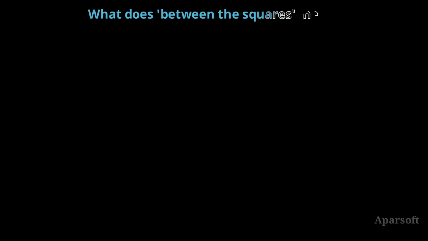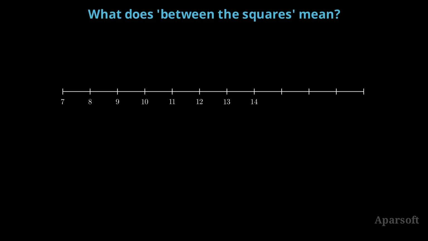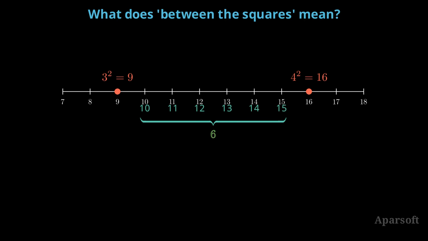First, let us make sure we understand the question. When we say between the squares of 3 and 4, we mean between 3 squared, that is 9, and 4 squared, that is 16. And here, we count the numbers strictly in between 9 and 16: 10, 11, 12, 13, 14, 15. That is 6 numbers. Simple, right? But notice, we do not include 9 and 16 themselves.